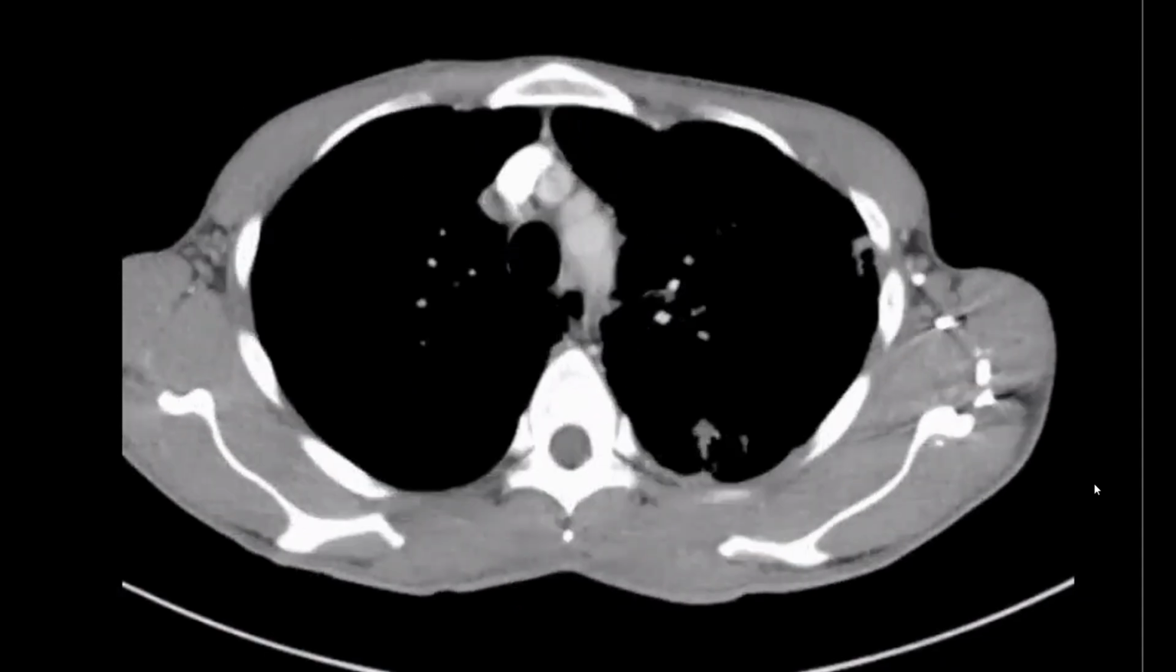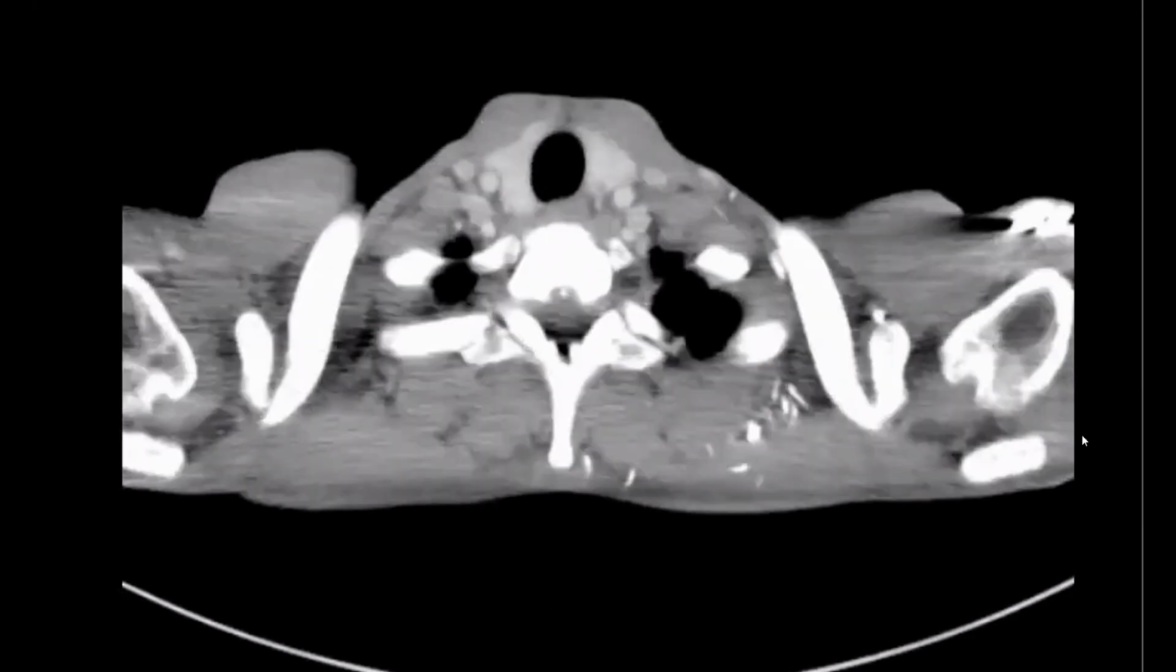Okay, so I want to see if there is intraspinal extension.